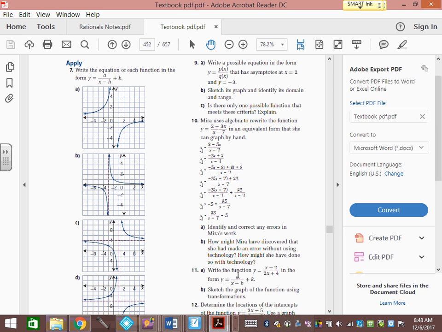So if we look at this one here, our asymptote is at 0 and 0. So x equals 0 and y equals 0. So that means we had no translations. So we still have to check, though, if there's a vertical stretch, correct?